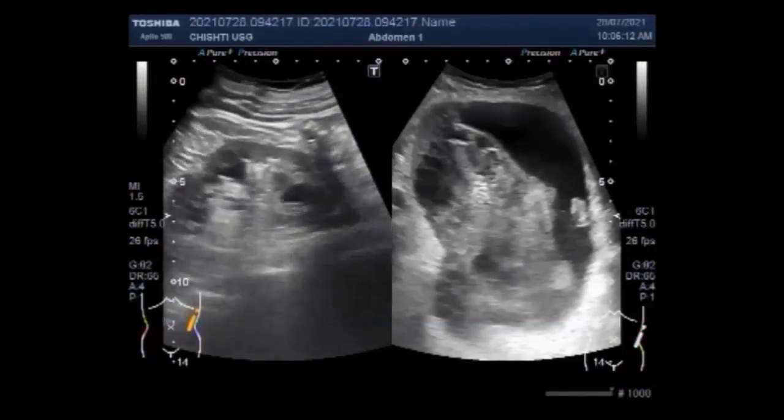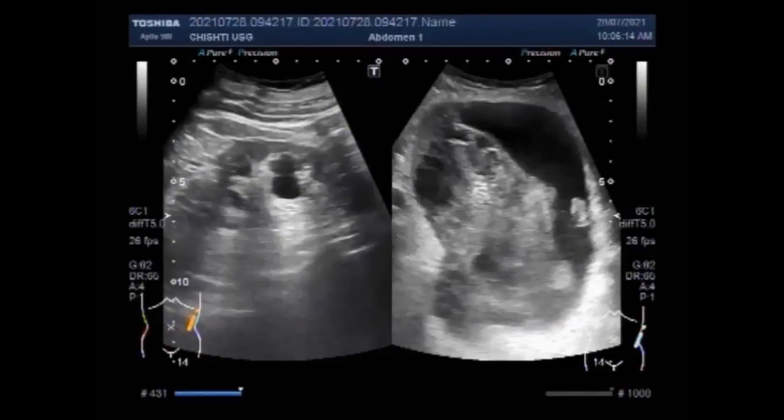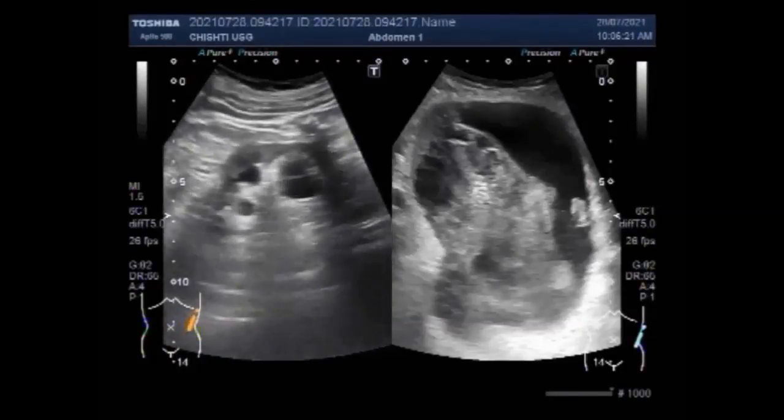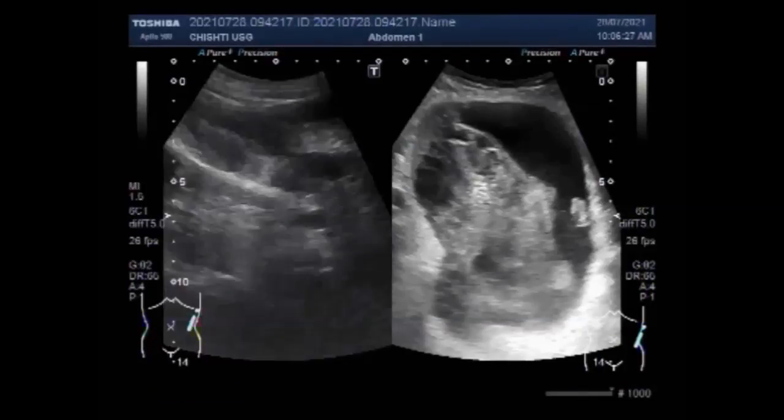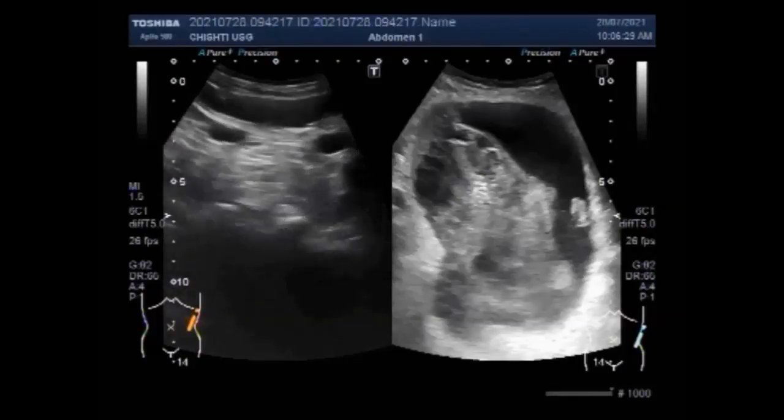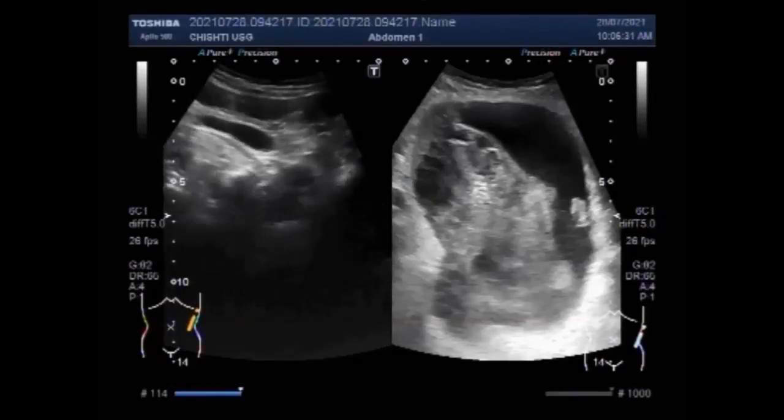This ultrasound video shows a large vesicle mass. You can see the left kidney and it shows hydronephrosis with hydroureter. This is the left kidney. And now you can see the tracing of the left ureter. This is the left ureter.